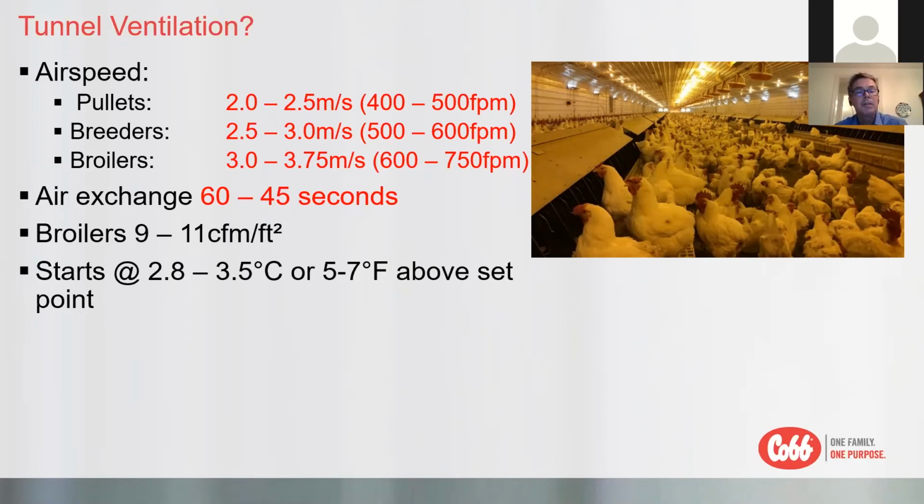But in broilers, we know we have to have an air exchange of approximately 45 seconds. So it means we're going to have to design a house for a small broiler for 3 meters per second. But if you went to Brazil or here in North America, all the new houses with the larger broilers are all spec'd at 3.5 to 3.75 meters per second.